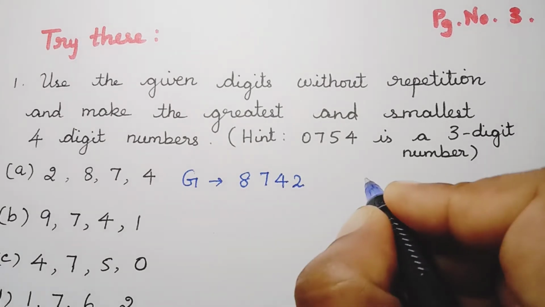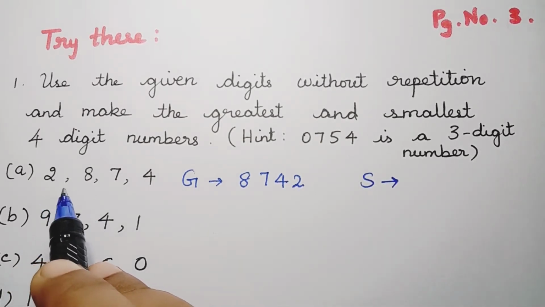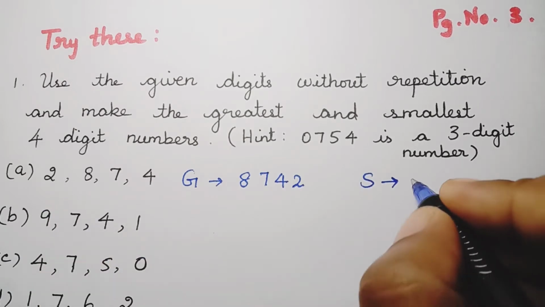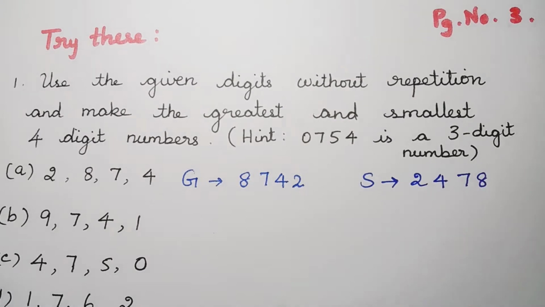Okay, so how will you find out the smallest number? What do you have to do? You have to just write it in the increasing order. Okay, how will it be? 2, 4, 7, 8. Okay, so this is the smallest 4-digit number using these numbers.